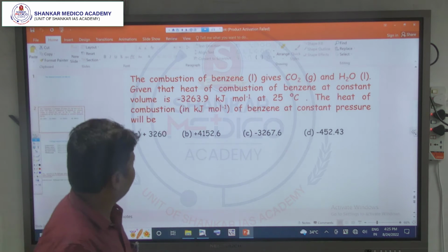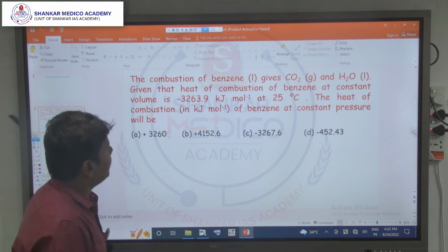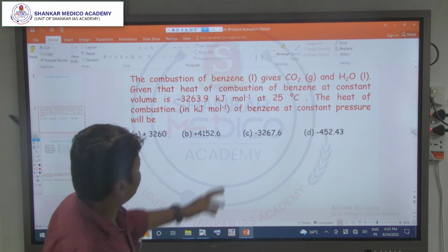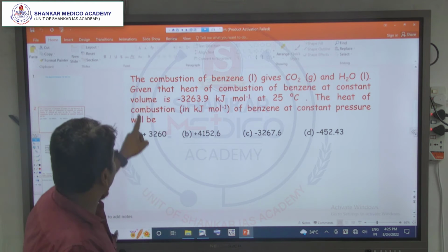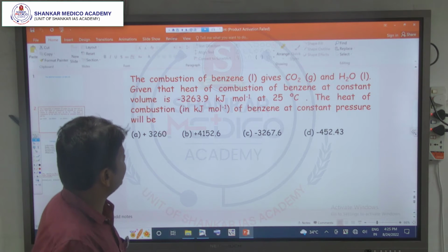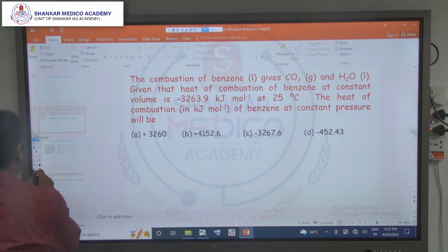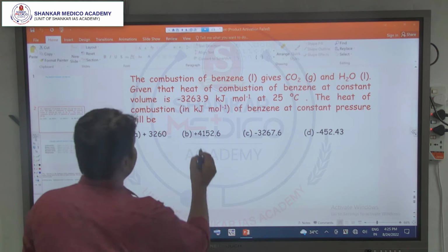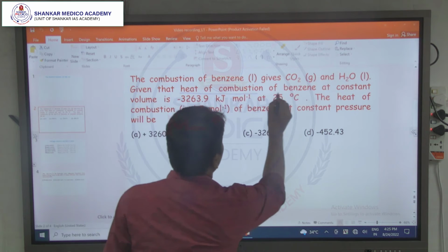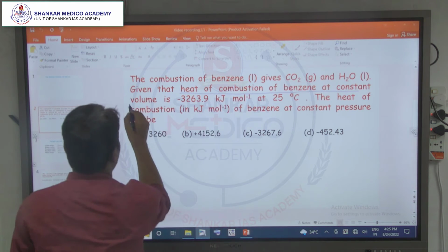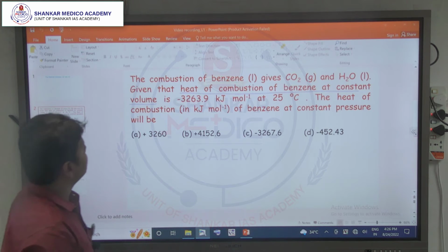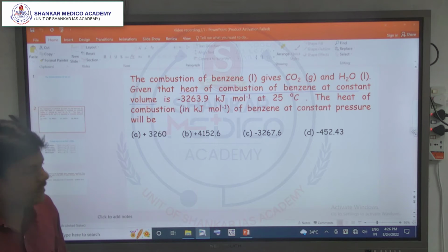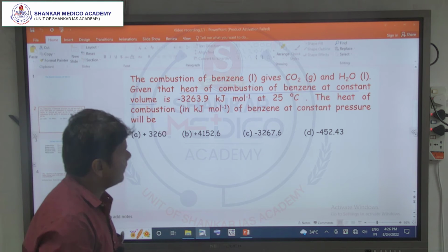So this is the problem given. The combustion of benzene gives carbon dioxide and water. It is a combustion reaction for benzene. Given that heat of combustion of benzene at constant volume, underline this point, is minus 3263.9 kilojoule per mole at 25 degree centigrade.